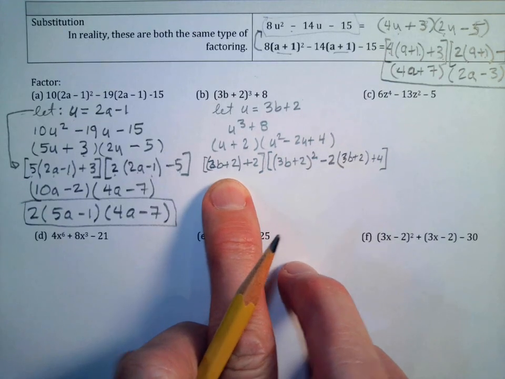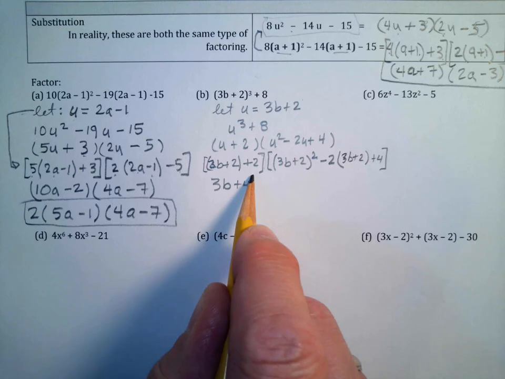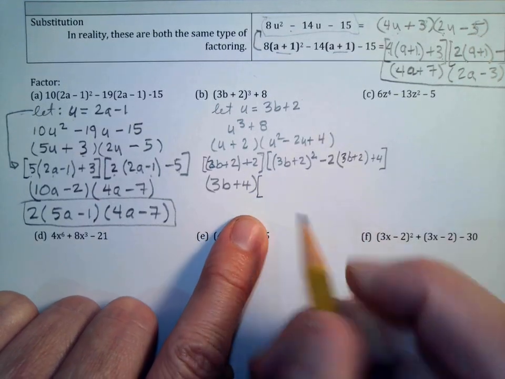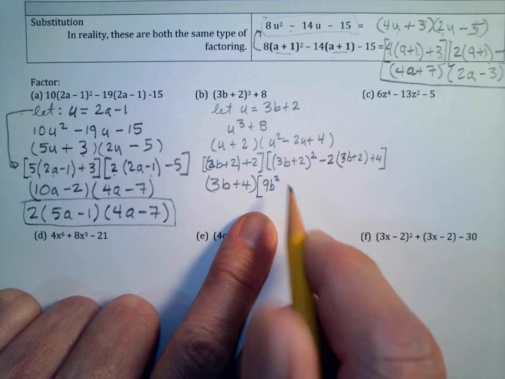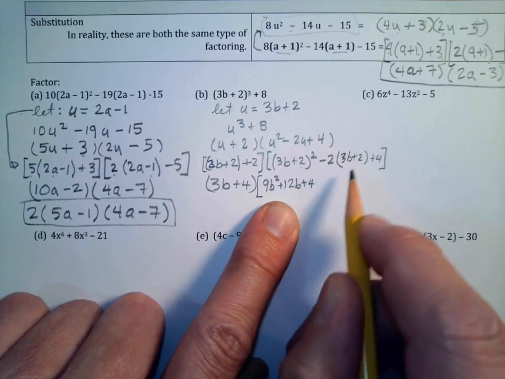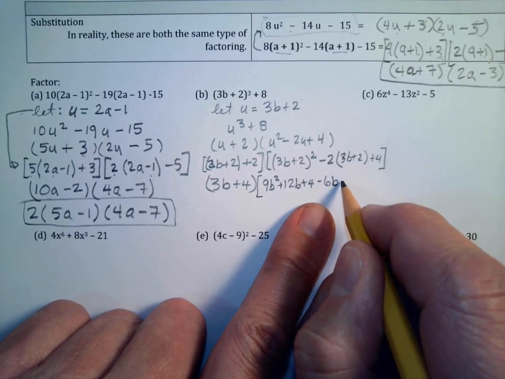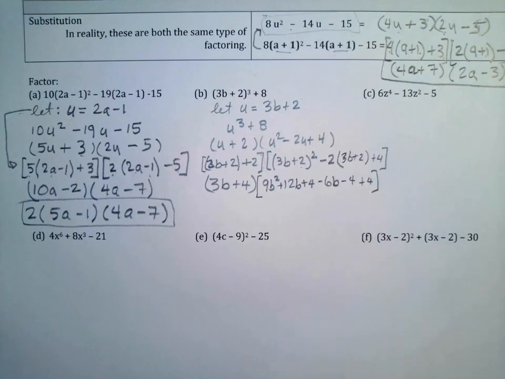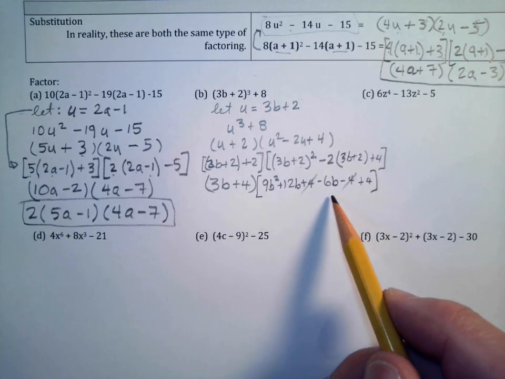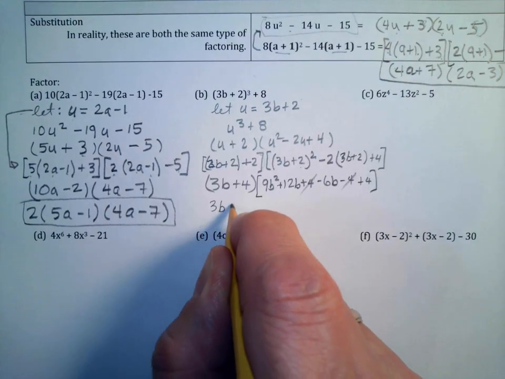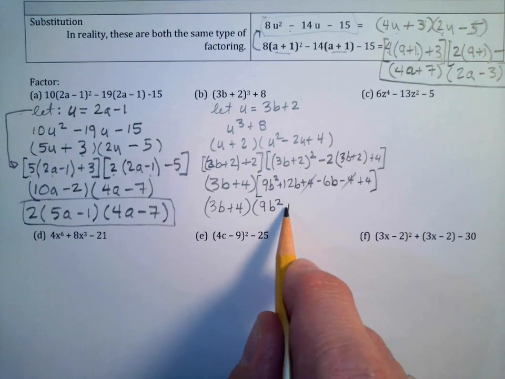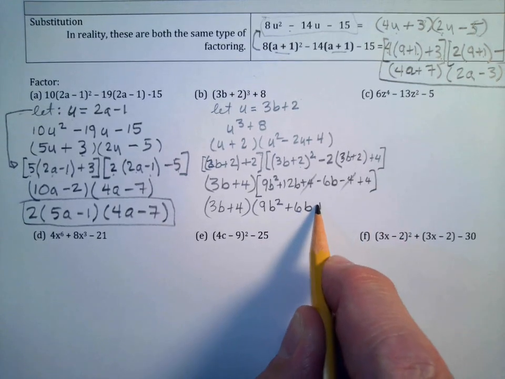Okay, so here let's simplify this. This is going to be 3b plus 4 out in front. And then we need to FOIL this out. Let's put that in square brackets still. That's going to be 9b squared, twice the product. The product is 6b. That's going to be 12b, and then plus 4. And then distribute. That's negative 6b minus 4, and then plus 4. Okay. And then let's see, we have this 4 and this 4 will cancel. We can combine the b's. So we have 3b plus 4 out in front. We have 9b squared plus 6b, and then I think a plus 4.